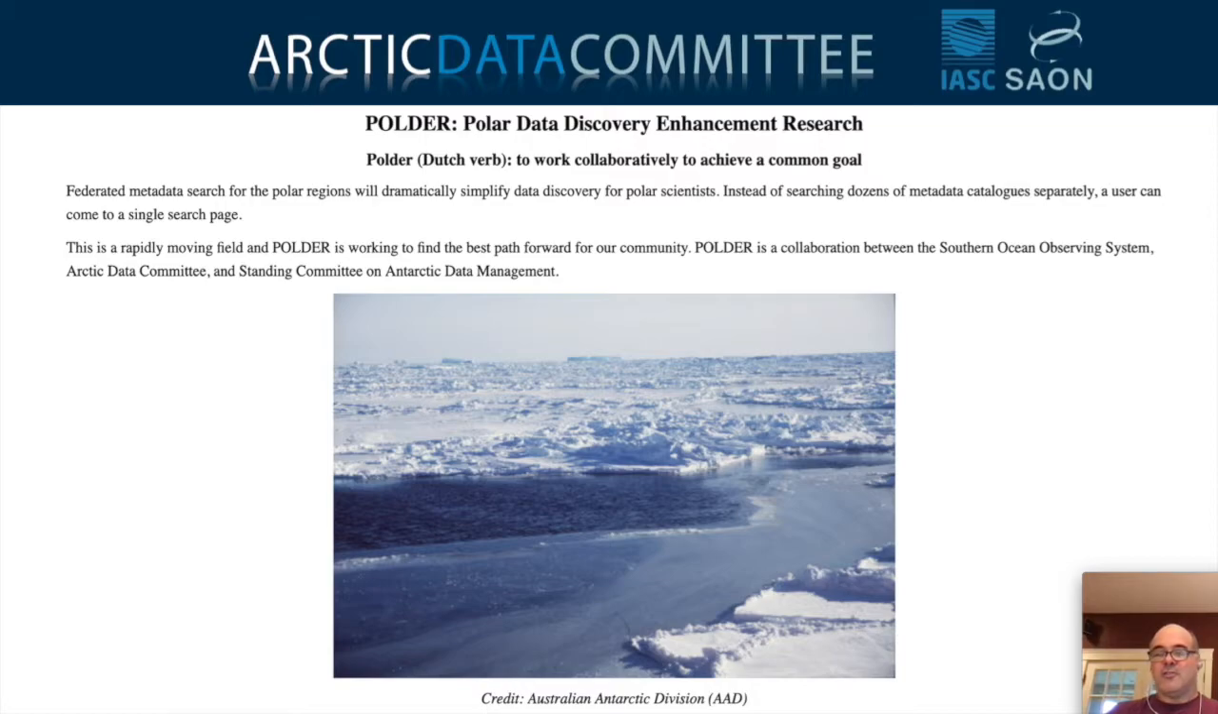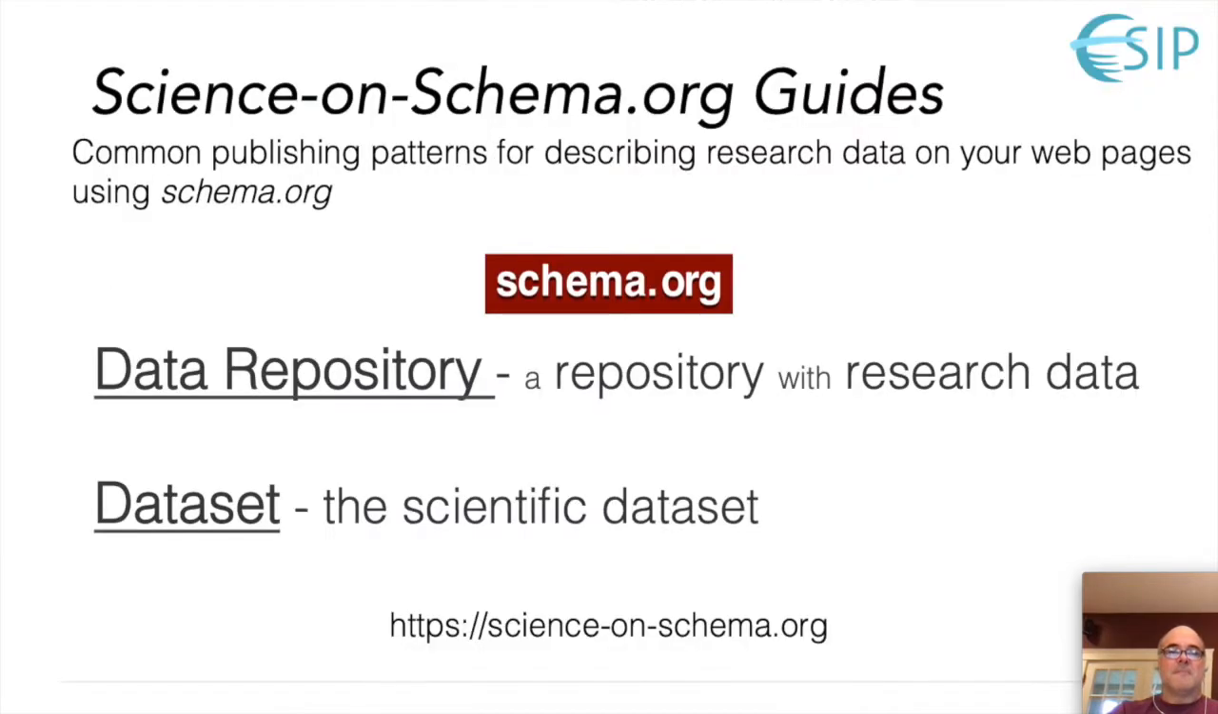And there's an initiative called POLDER that's been working on trying to come to agreement on how to provide a lightweight discovery mechanism for access to this broad polar data set. The focus has been on trying to use Science on Schema.org based metadata in order to federate information about data repositories and data sets. And these definitions are coming from an ESIP effort called Science on Schema.org that provides guidelines on how to represent schema.org metadata.